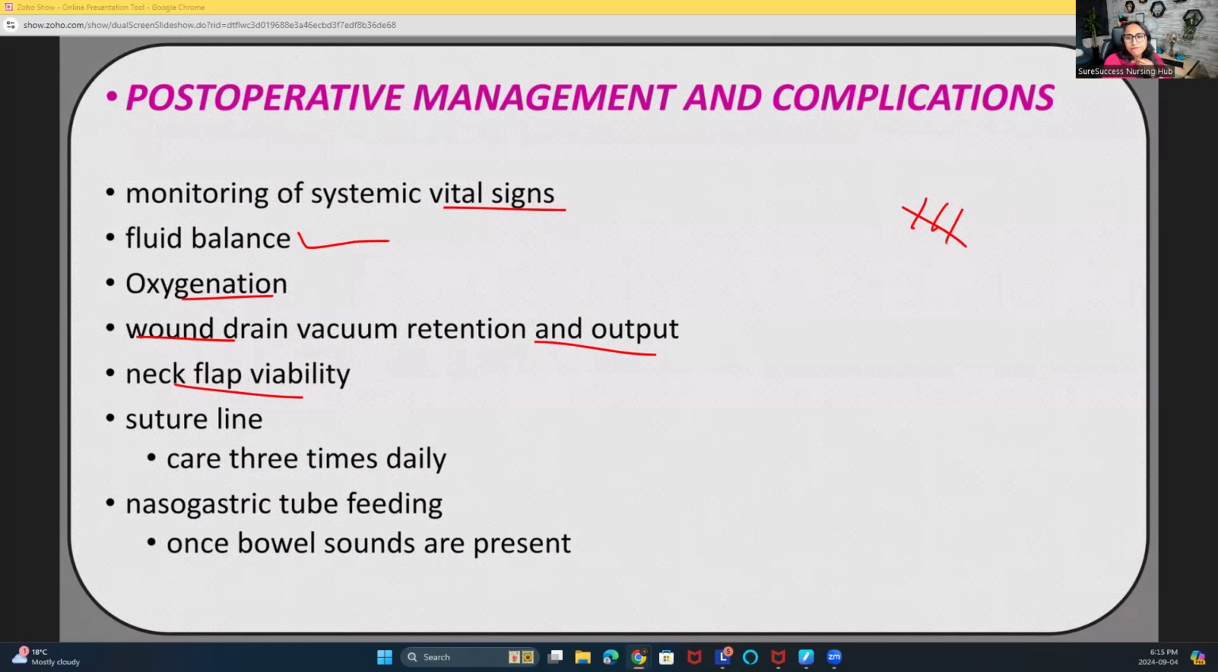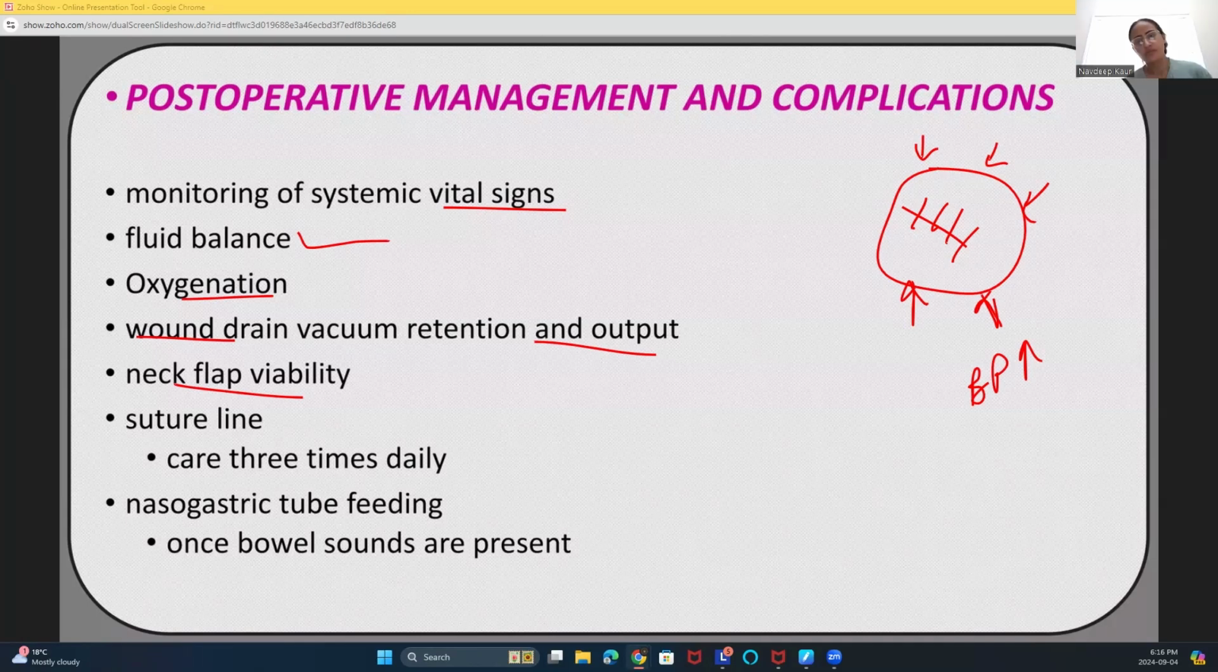So for example, let's imagine there is a plastic surgery, there is a bypass graft, any kind of thing has happened. So there are sutures over here. Blood supply is going to the sutures as well, right? So if my blood pressure is very high, what can happen to the sutures? My blood pressure is too much. Can they open? It can open.